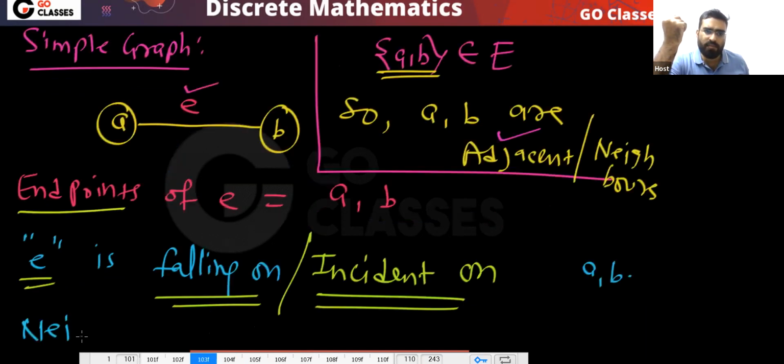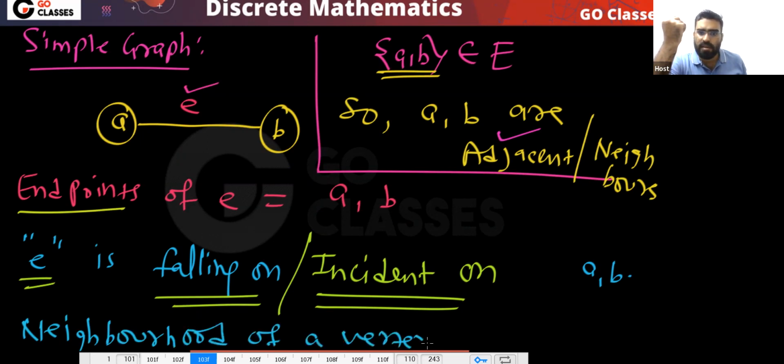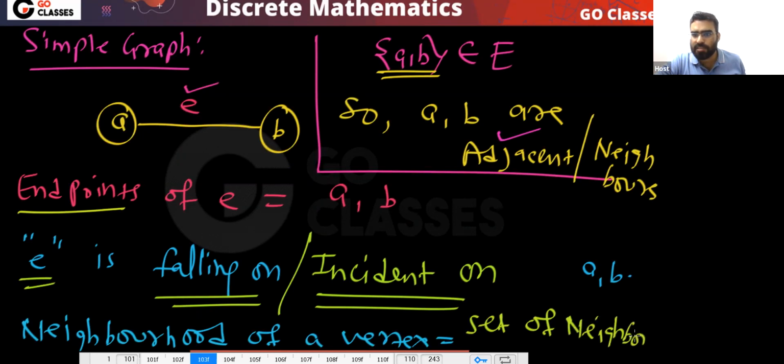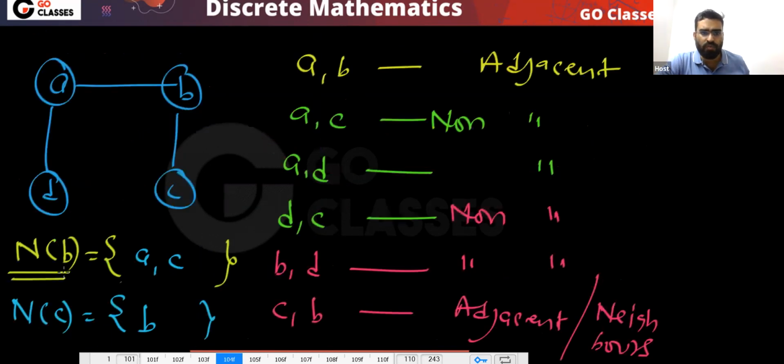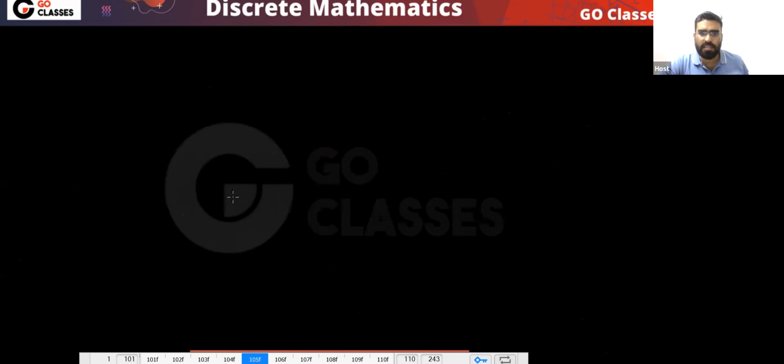What is the neighborhood of a vertex? The neighborhood of a vertex is the set of adjacent vertices, that is, the set of neighbors. Very simple. So the neighborhood of B is A, C. The neighborhood of C is only B. So this is the definition of neighborhood.